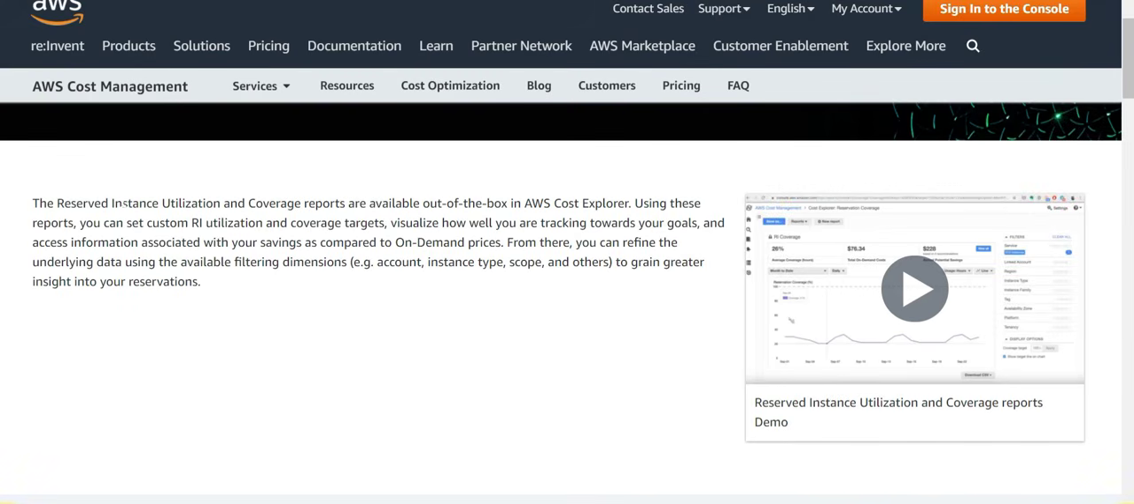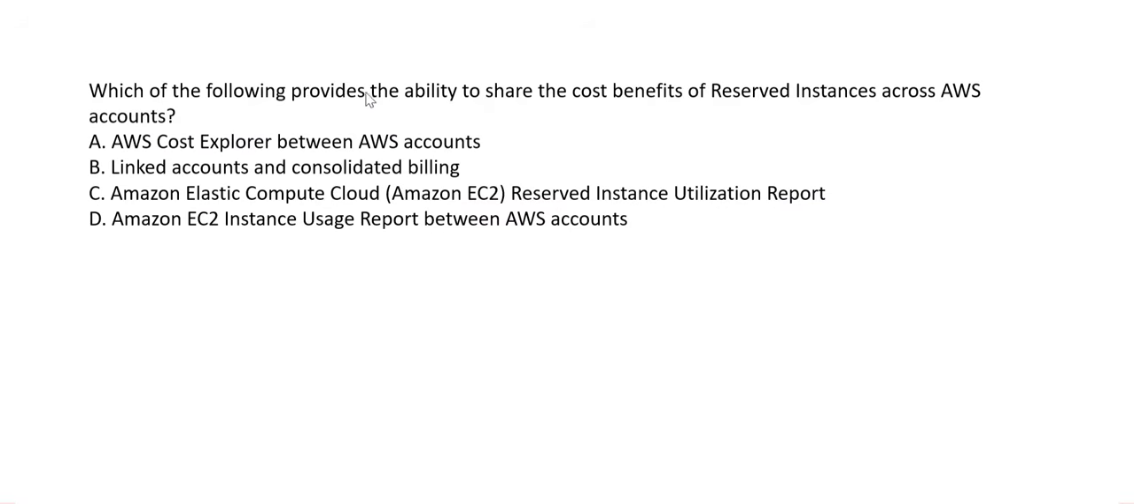Let's look at the reserved instance utilization and coverage reports. See, this is a part of Cost Explorer. Okay, and it is used so that you can set your utilization and coverage targets, and you can visualize how well you are tracking towards your goals. This will not help you with cost benefits. It will help you with tracking your costs, tracking your goals. But our question is different. Our question says provides the ability to share the cost benefits of reserved instances across accounts. So the reserved instance utilization report is not serving that purpose.